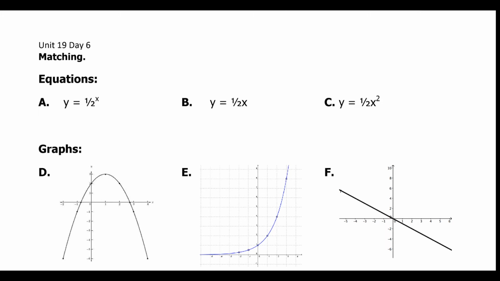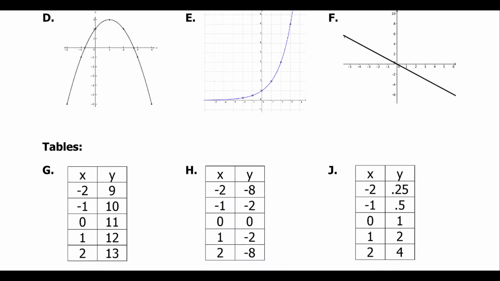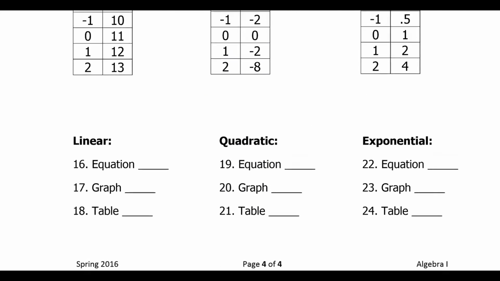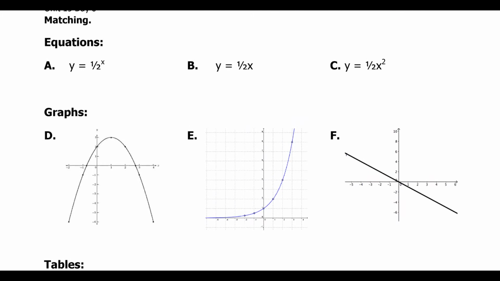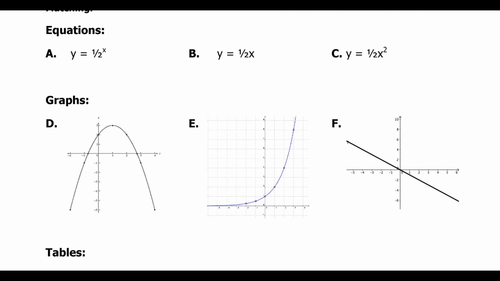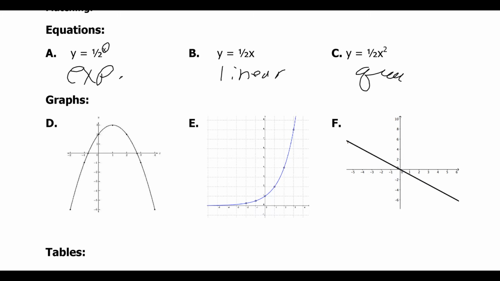Alright, so all it says is matching. This one took me a second to realize that there's this huge bank down here of linear, quadratic, and exponential stuff. So I'll be hopping between the bottom of the page and the top of the page for a second. So these equations, as we know, A has this little x as the exponent. So that means that this is going to be exponential. B is going to be linear. And C is going to be quadratic in nature.